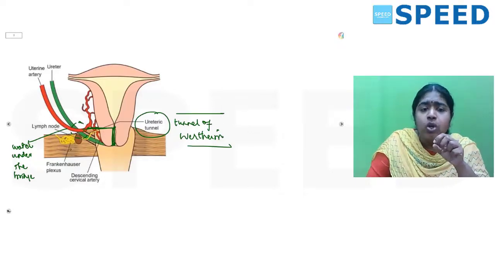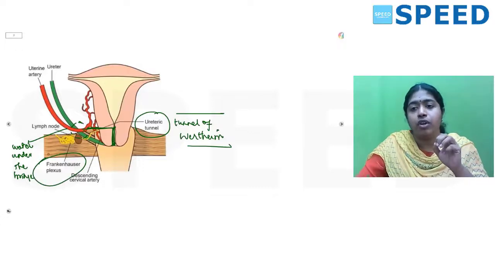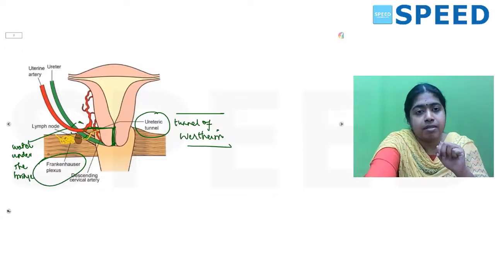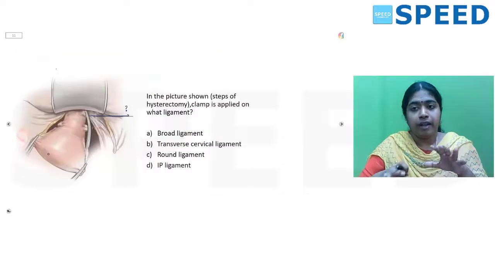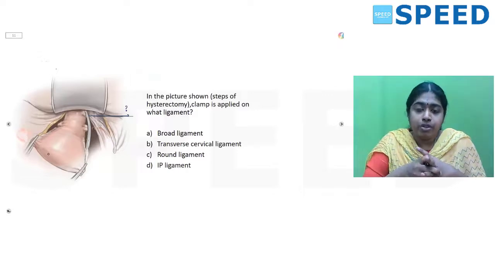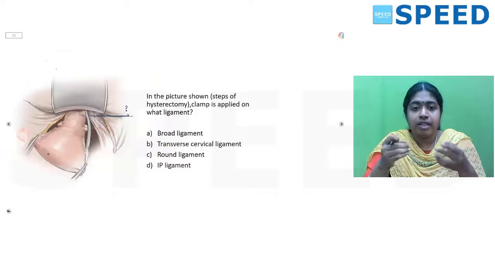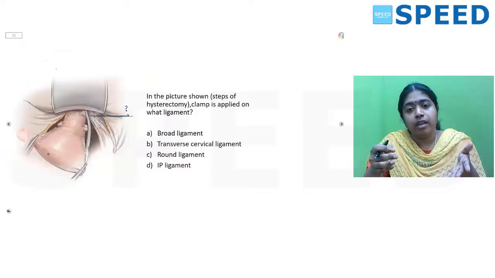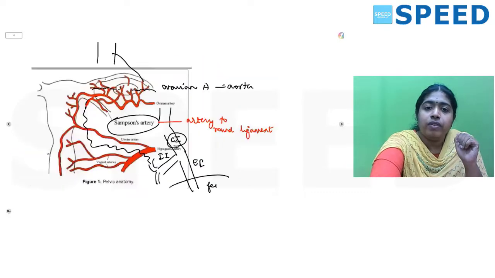You also have nerve plexus, nerves of the inferior hypogastric plexus in the Mackenrodt's ligament, which is called the Frankenhauser plexus. So that is all, and I think we can end this by looking at the questions. In the pictures shown, I have 3 questions in order, and all 3 pictures are steps of a hysterectomy. Is that okay? Steps of hysterectomy.